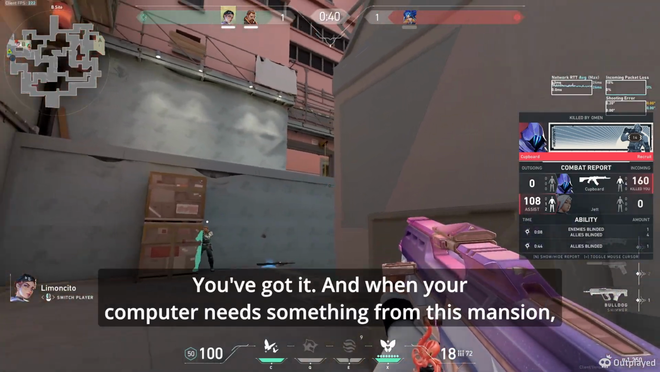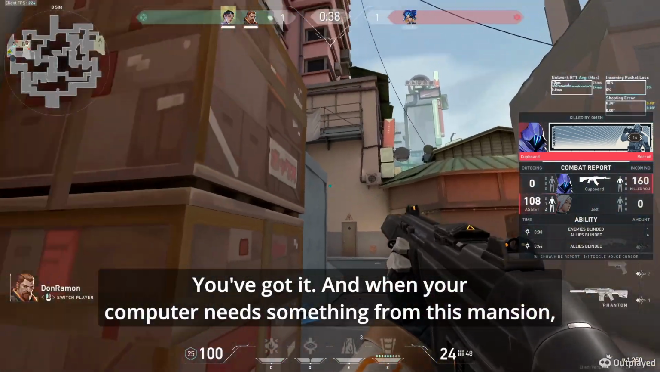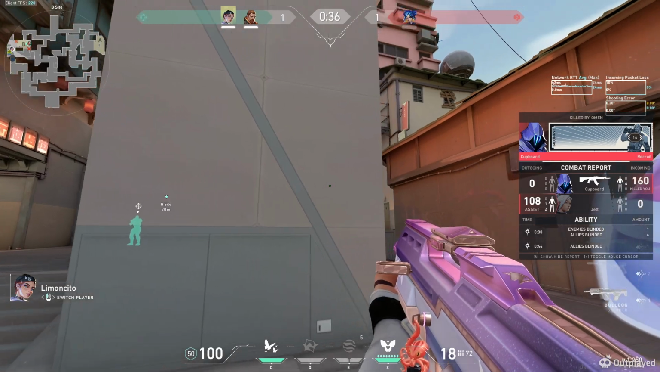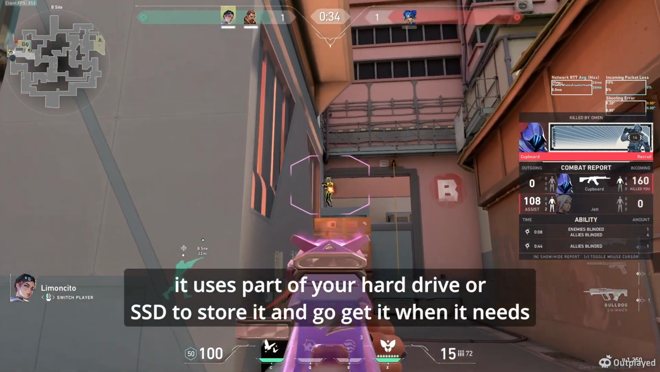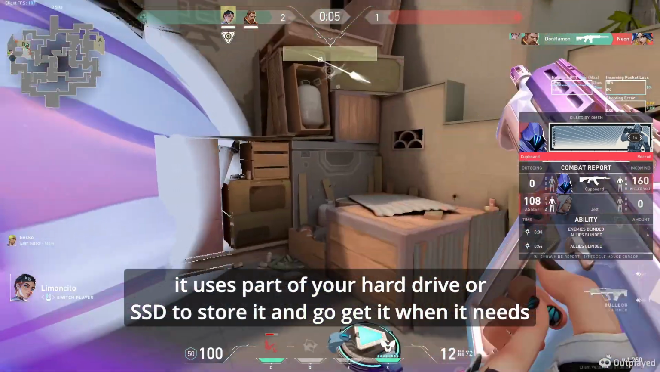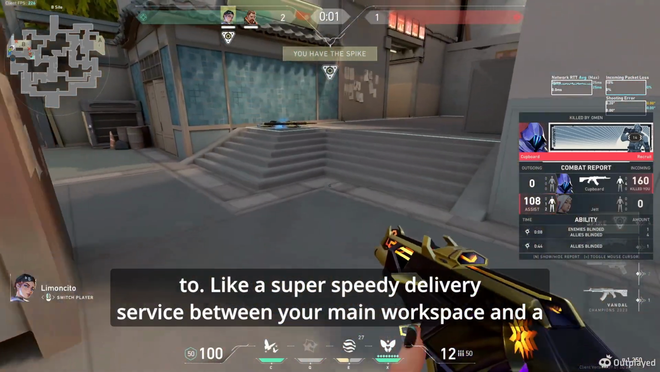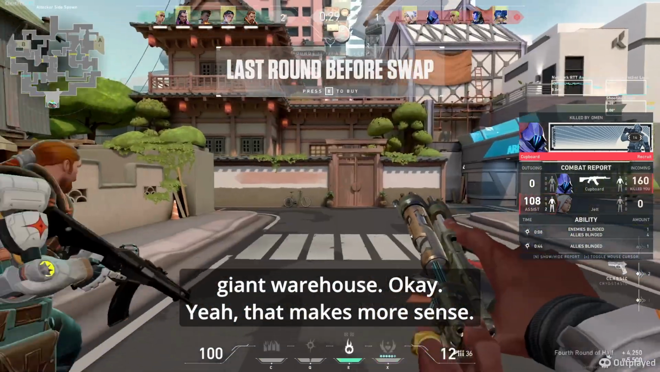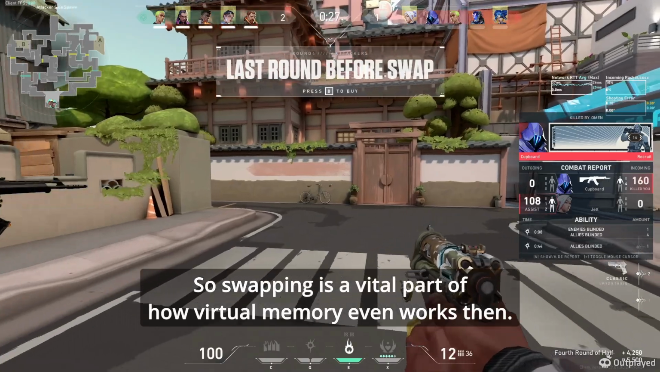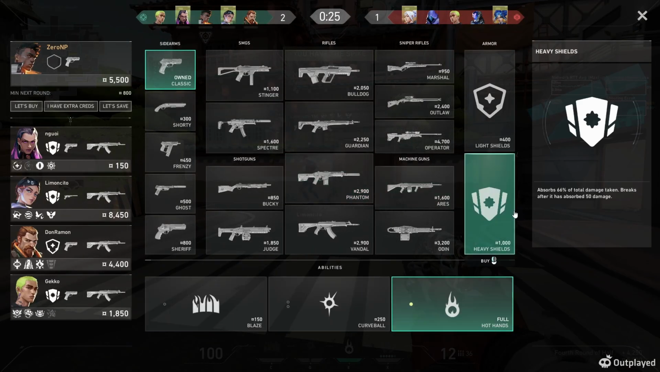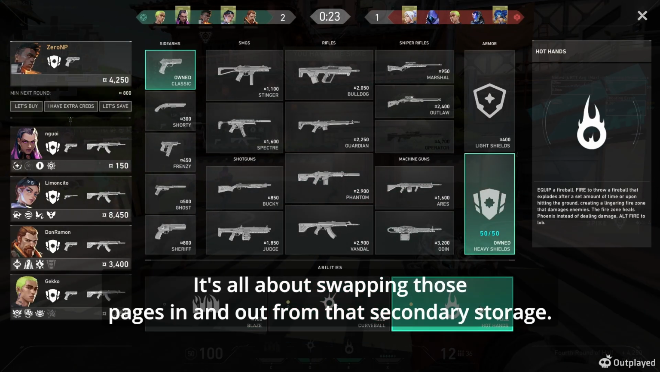You've got it. And when your computer needs something from this mansion, something that's not in the actual RAM, it uses part of your hard drive or SSD to store it and go get it when it needs to. Like a super speedy delivery service between your main workspace and a giant warehouse. Okay, yeah, that makes more sense. So swapping is a vital part of how virtual memory even works then. 100%. It's all about swapping those pages in and out from that secondary storage.